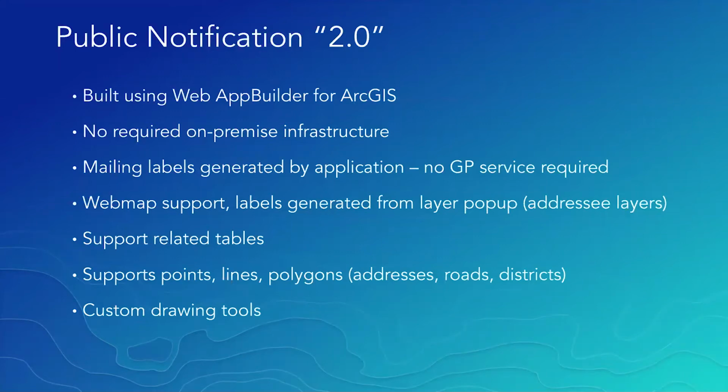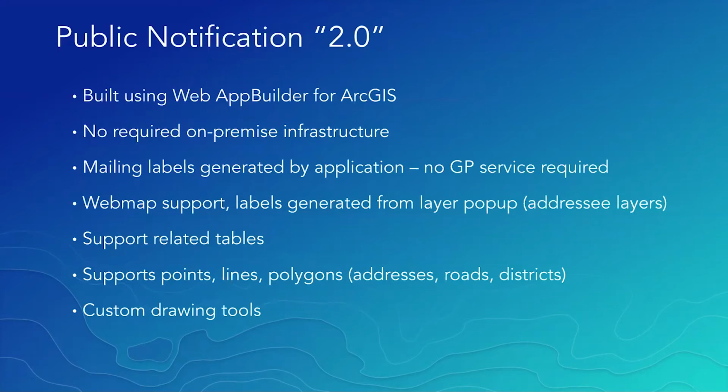And what's really nice is you can configure individual pop-ups within that web map to support the mailing labels that you want to generate. So we'll talk about that more in detail, but if you want to have a few different layers and you have a few different postal address formats or site address formats, you can support those simply through configuring the pop-up in the layer in the web map. It also supports related tables, and we'll talk about that as well.